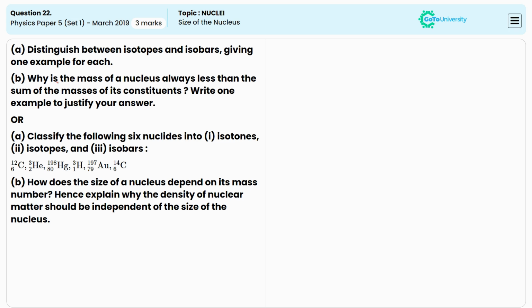Coming to the first part of the question, differentiate between the isotopes and isobars. Here, isotopes have the same atomic number, but isobars have the same mass number. By giving examples, we can easily understand this.